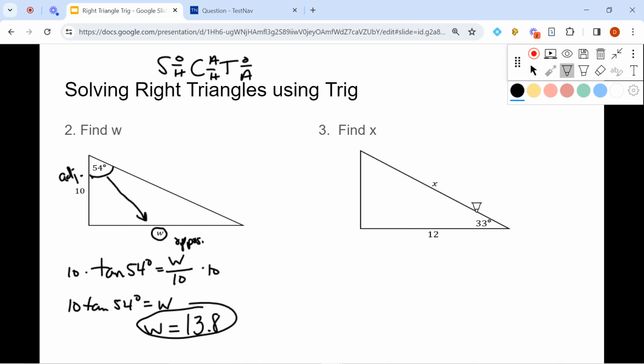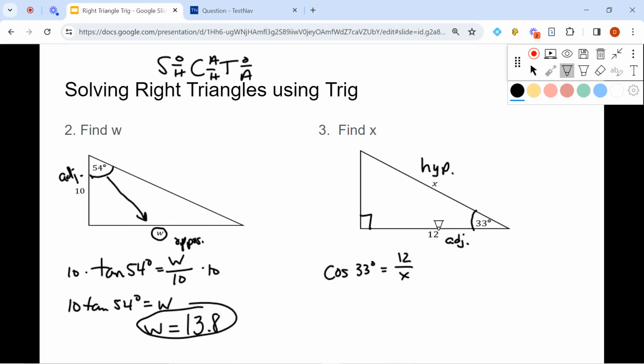Okay. All right, let's go ahead and see if we can find X here in this problem. Again, we're working with this 33-degree angle. We have the 12, and we want to know X. So X is across from the right angle. So X is the hypotenuse. And then this 12 is attached to the angle side, the 33. So that's the adjacent. So adjacent and hypotenuse is cosine. So we're going to do the cosine of 33 degrees is equal to adjacent 12 over hypotenuse X.